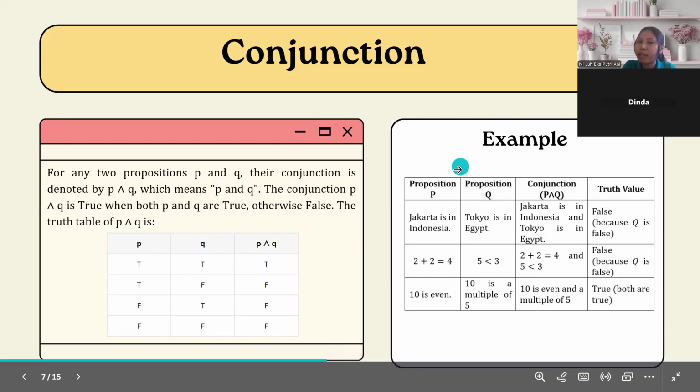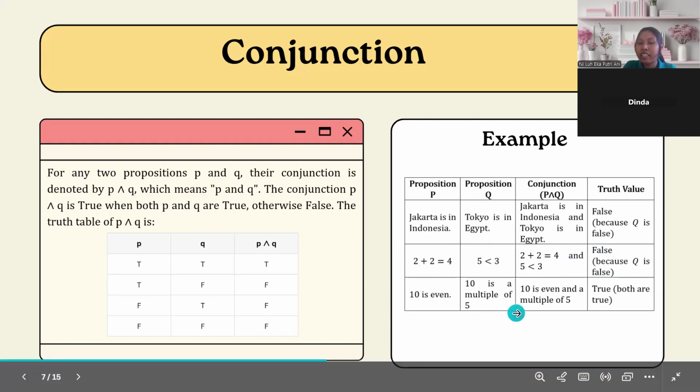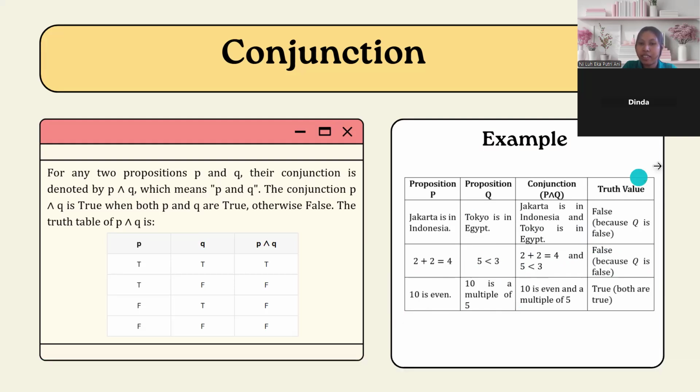For example, P is 2 plus 2 is equal to 4, and Q is 5 is less than 3. So the conjunction of P and Q is 2 plus 2 is equal to 4 and 5 is less than 3. This is false because Q is false. Okay, do you understand? Yes, Miss. I understand.